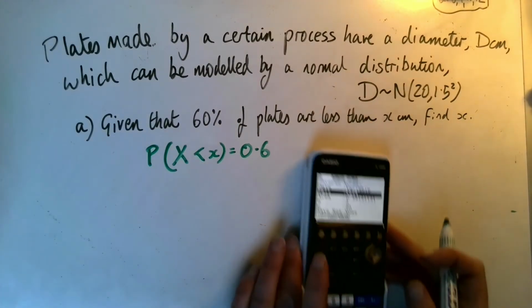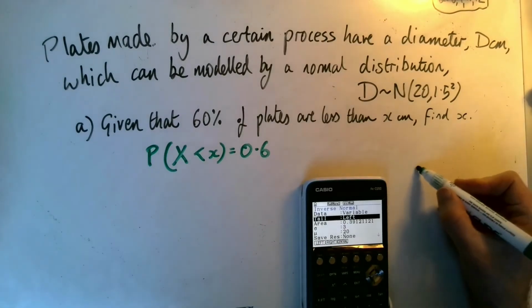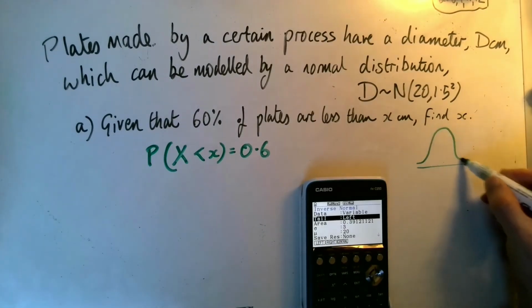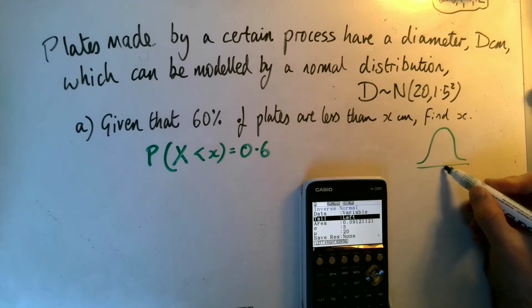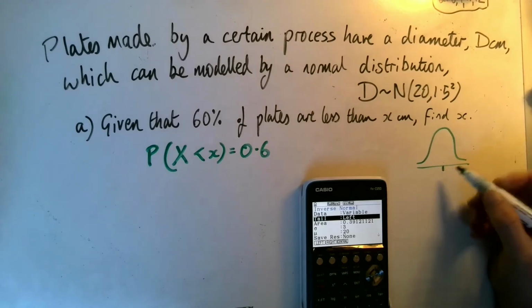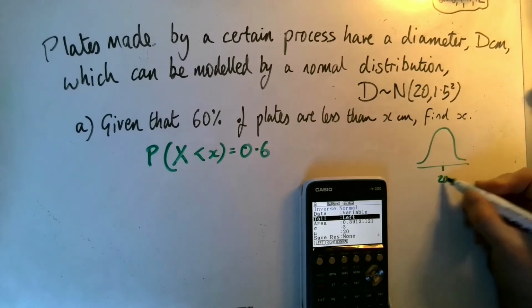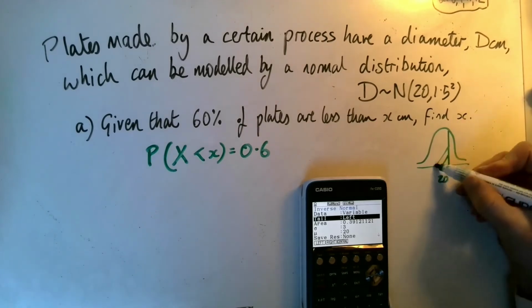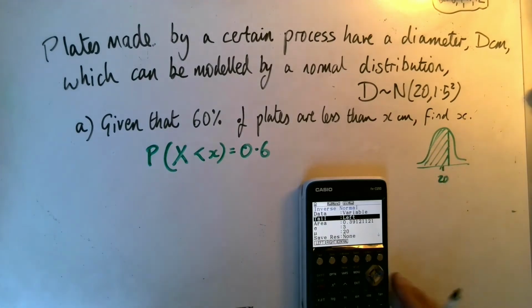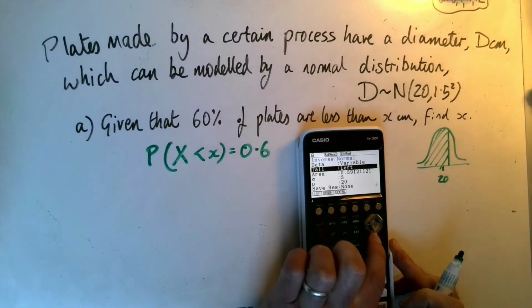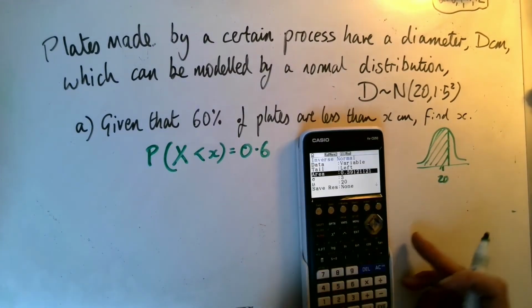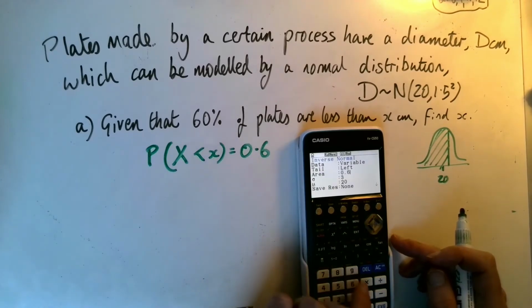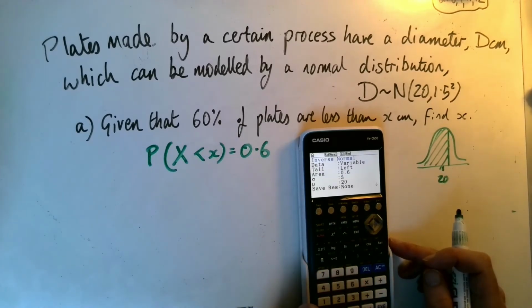Grab the calculator, and actually before we grab the calculator, just consider it so we know which tail we're going on. We've got the mean there being 20. 0.6 is more than a half, isn't it? So we are looking at this. So that looks like a left tail to me, so that's left. And then the area is 0.6. The standard deviation is 1.5. The mean is 20.